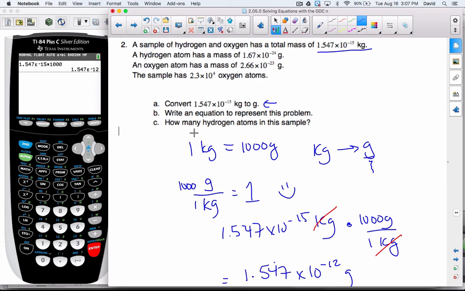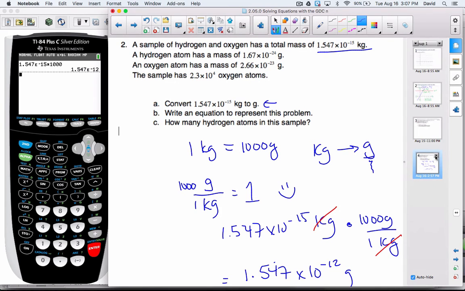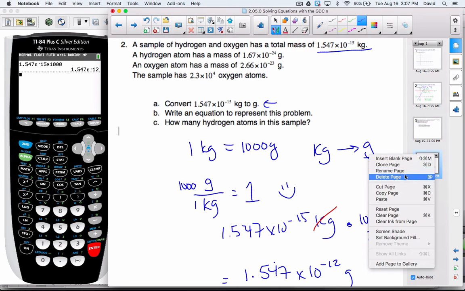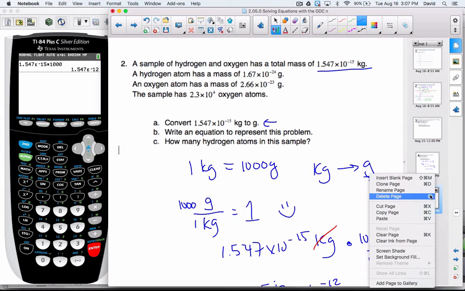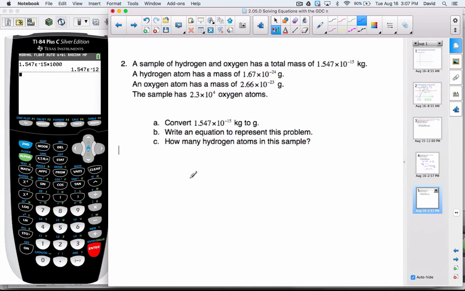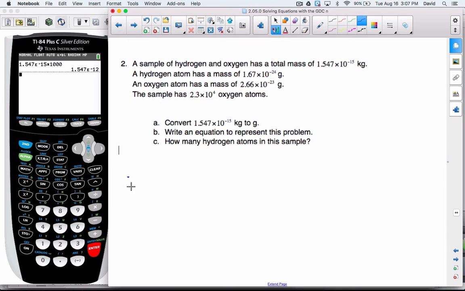Now we write an equation to represent this problem. Let's duplicate this page, clone it, and get rid of all the stuff we have so far. We'll clear the ink. We want to write an equation to represent this problem. For me, I need to draw this out into a picture. There's a lot going on here, a bunch of information.